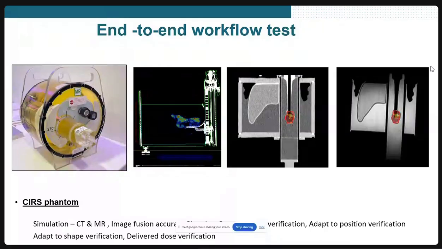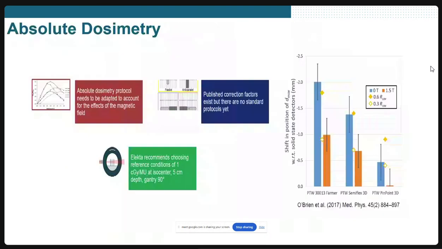Coming to quality assurance, of course, there is an end-to-end QA. You have to make sure that it's a similar CIRS phantom where you have liver, lung, and MR compatible items. You have the opportunity to put the chamber in, so you can move the chamber, do an MRI, see that, plan it, and deliver the dose. So that can be really checked properly, right?